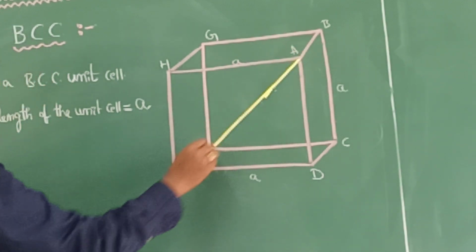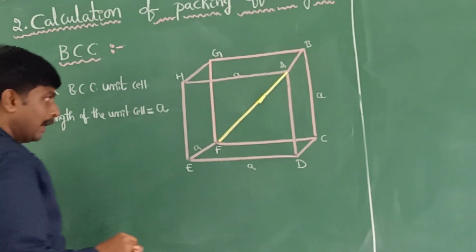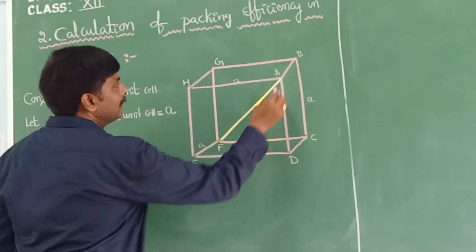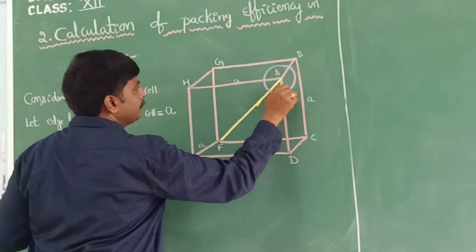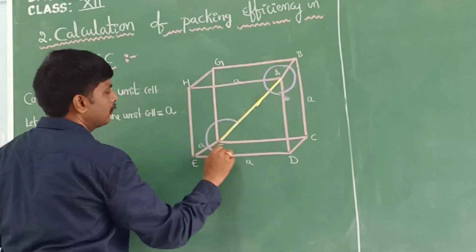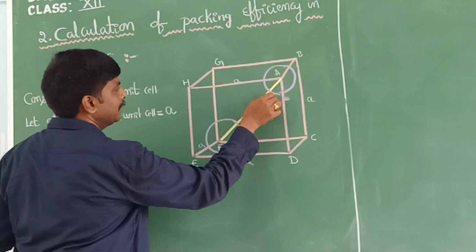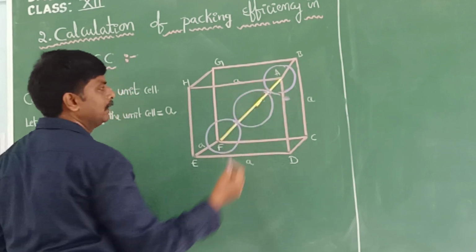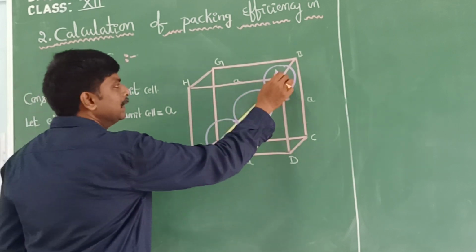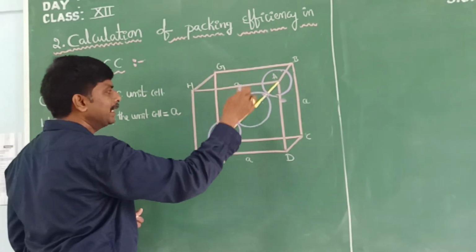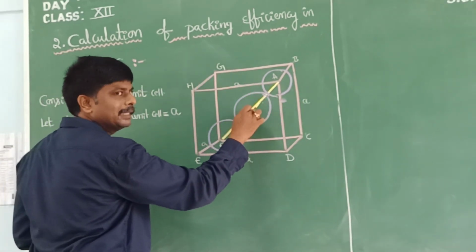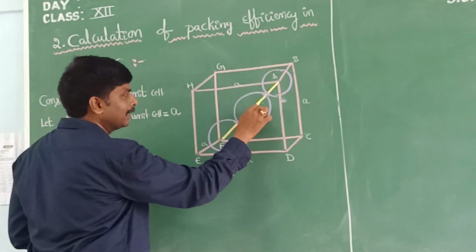Body diagonal. So, I will write one atom here, A. Like F, also one atom, a sphere will be there, and here also one sphere will be. So, spheres A, B, C, D, E, F, G, H, 8 spheres, plus 1 sphere at the body center.